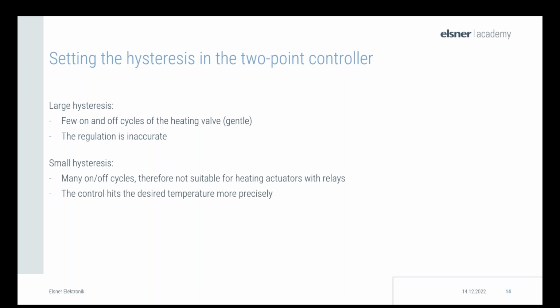Next up, you have the small hysteresis. You have many on and off cycles. Therefore, it's not suitable for heating actuators with relays since they have a certain amount of clicks they can do. So for actuators with relays, the large hysteresis is recommended. The control hits the desired temperature more precisely. This is definitely an advantage of the small hysteresis.